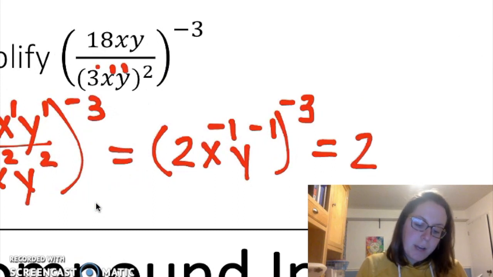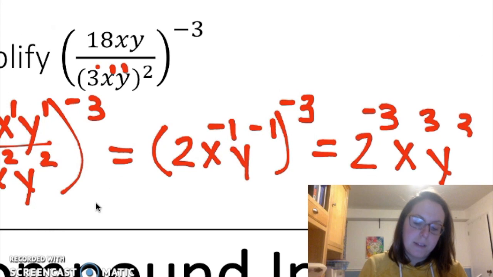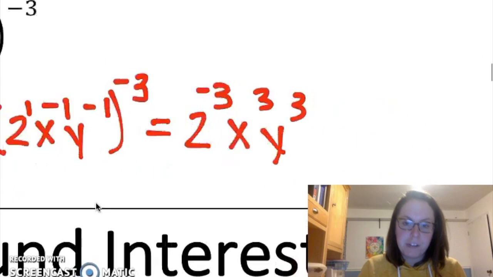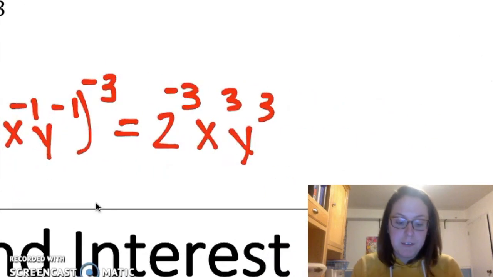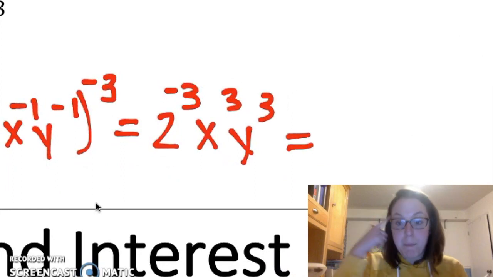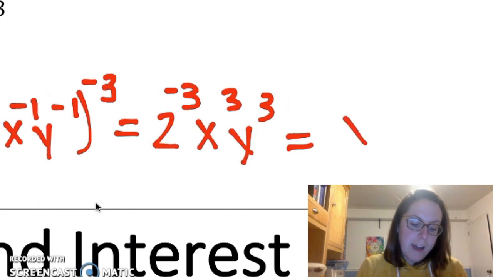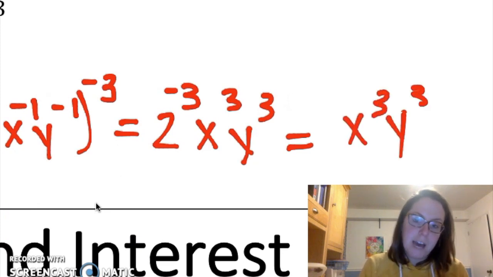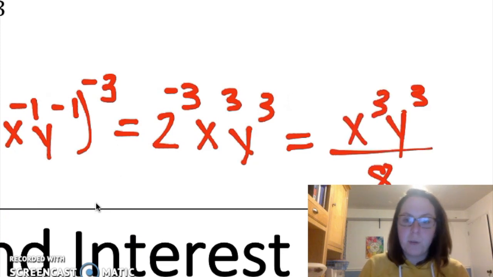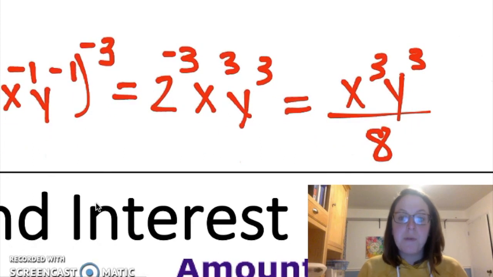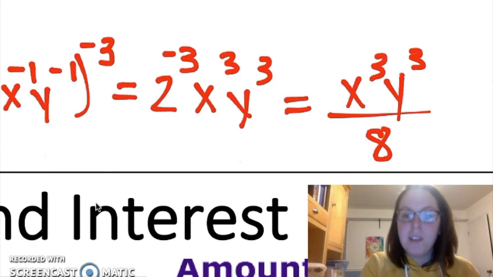And lastly, I'm going to wind up with 2 to the negative 3rd, x to the positive 3rd, y to the positive 3rd. So remember, that's 2 to the first. You could put 2 to the negative 3rd in your calculator, but I'm just going to remember that negative exponents flip to the denominator. So x cubed, y cubed will still be on the top over 2 cubed, which is 8. So that is your crash course on laws of exponents.